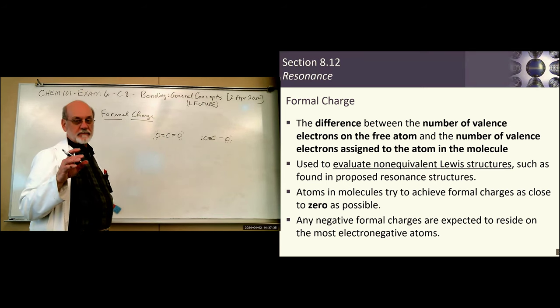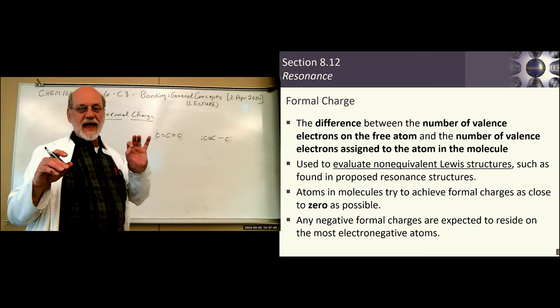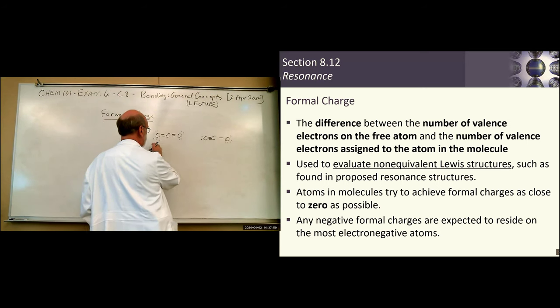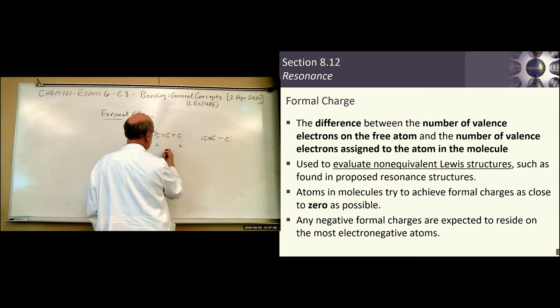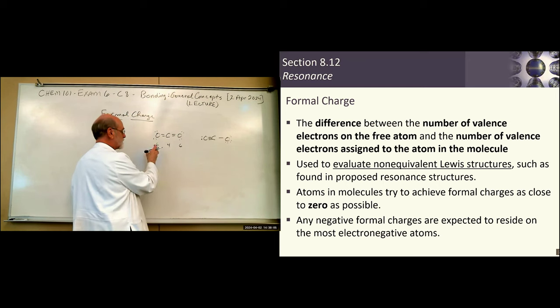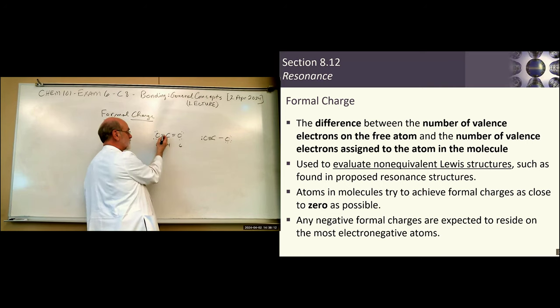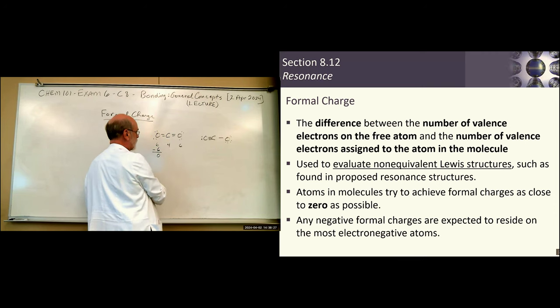And the way we do it is we take the Lewis dot structure, and ask, how many valence electrons are originally on each one of these atoms? Carbon valence electrons would be 4, and oxygen would be 6. Then we count the number of electrons that can be assigned to each one of the atoms. And if there's a bond, we only take half, right? So this would be 1 for that one and 1 for this one. So it'd be 1, 2, 3, 4, 5, 6. And we subtract that from the free atom valence electrons. That would be 0, okay?